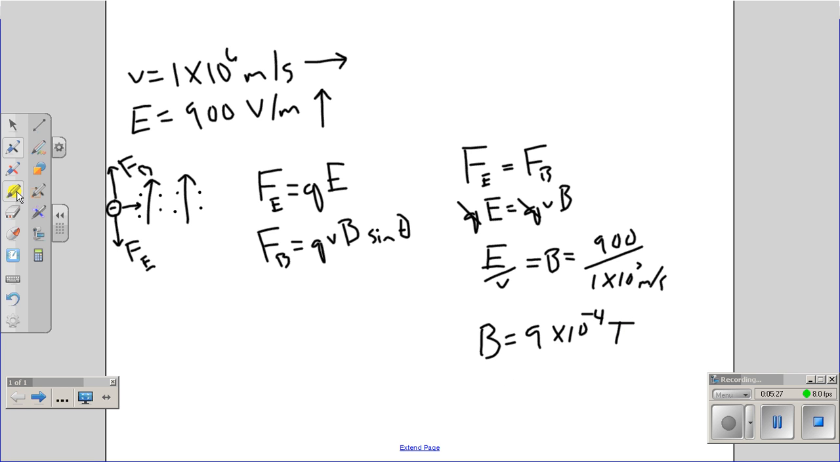Good number to hang on to. We will be using it in the next part. So hang on to this number, write it down on something good.